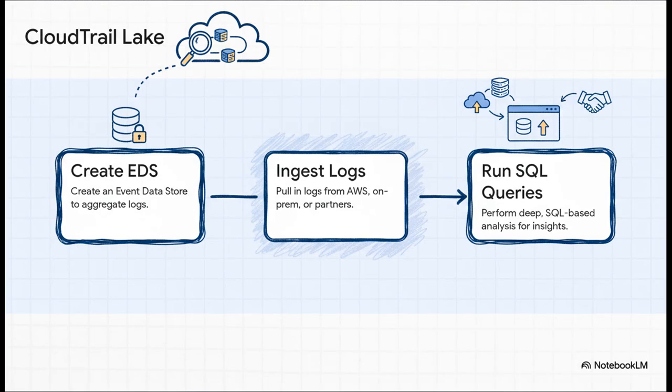So using CloudTrail Lake is actually surprisingly straightforward. You start by creating something called an event data store. Then, and this is super cool, you can pull in not just your CloudTrail logs, but also activity logs from your own on-premise apps or even third-party sources. Once all that data is in one place, you can unleash complex SQL queries to hunt for patterns, troubleshoot problems, or do some serious security forensics.